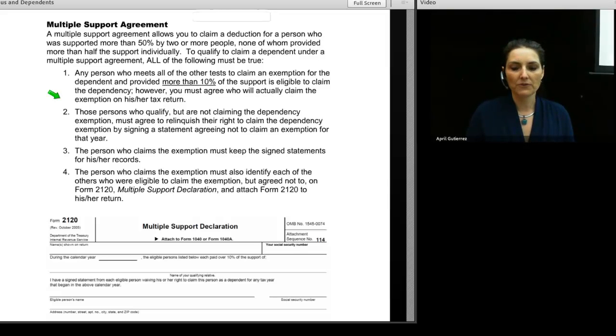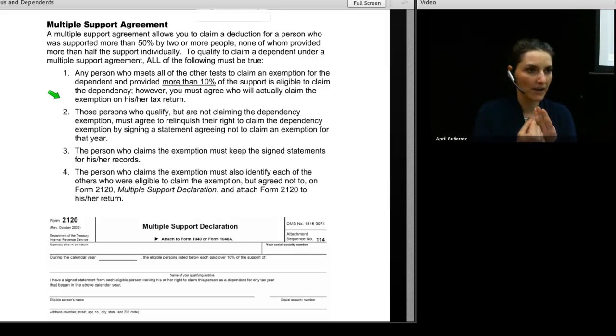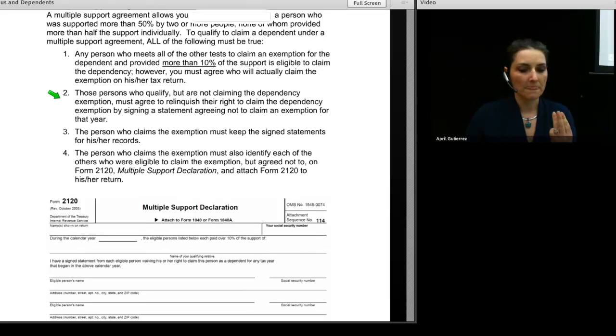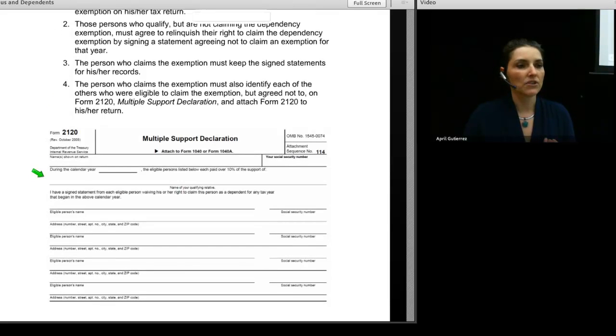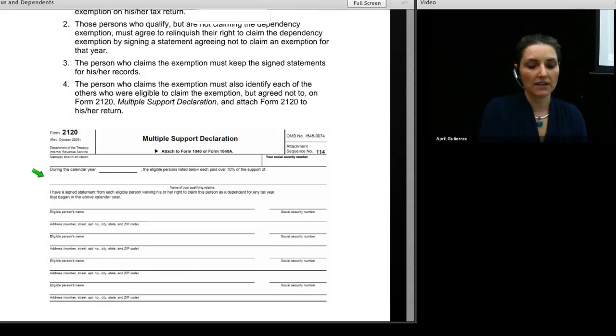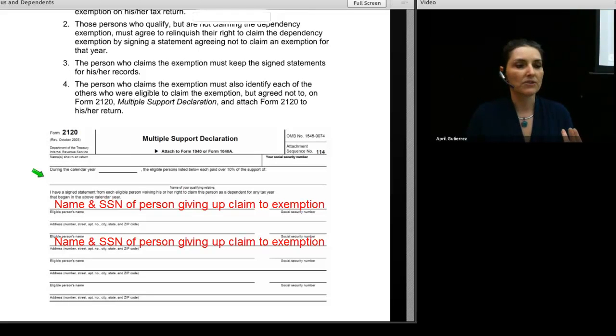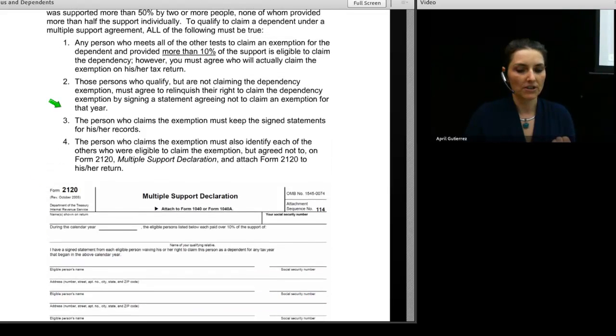So let's suppose we have 3 people, Jack, Jane, and Jill. And Jack provides 11% support, Jane provides 40% support, and Jill provides the remaining support. So that would be another 49%. So no one can show that they're more than half, and all 3 of them paid more than 10%. What happens? Well, they need to fill out this Form 2120, and the persons who are agreeing to give up the exemption complete it, and the person who is getting the exemption attaches it to the return.